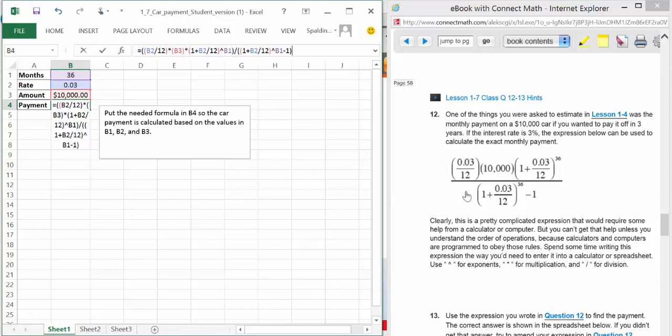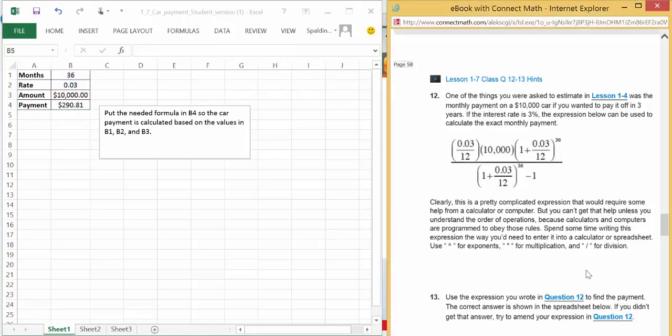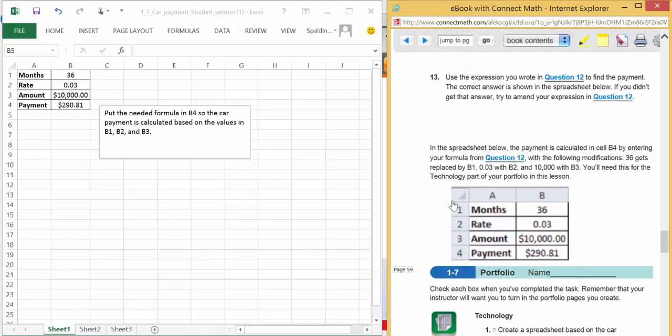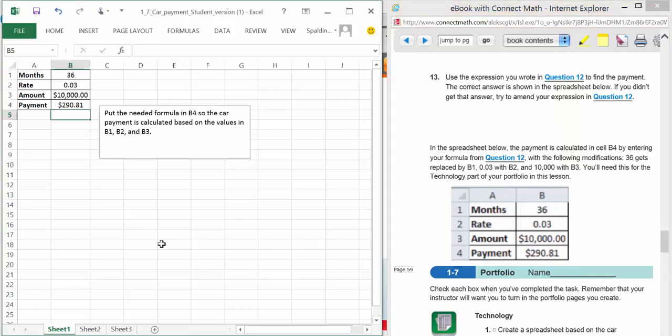So this is what the formula looks like when everything is typed in. Instead of writing 0.03, we typed in B2. Instead of writing 10,000, we typed in B3. And instead of writing 36, we typed in B1. So we're going to hit enter. And in the book, it tells us what our answer should be for that monthly payment. So $290.81 would be the monthly payment.